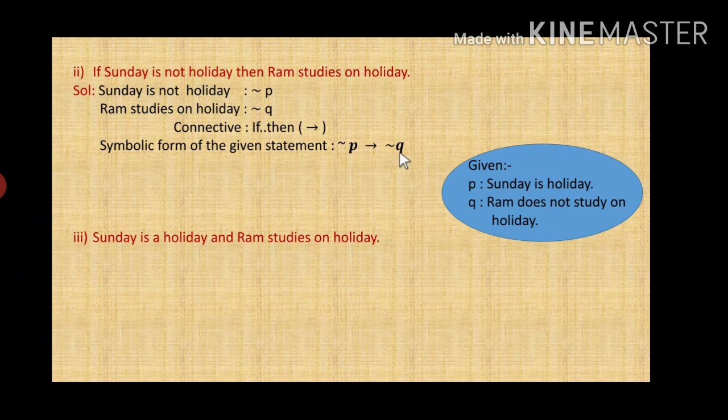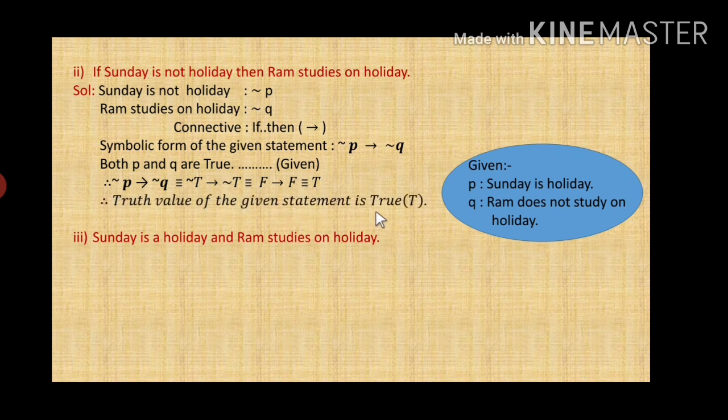Go very step by step slowly, you will get the answer correct. Now the truth value. They have given P and Q, both are true. So let us substitute the values of P and Q in the symbolic form. So you get negation P implies negation Q is equivalent to negation T implies negation T. Now negation T is F. So we get F implies F, and that is equivalent to T. So the truth value of the given statement is true.